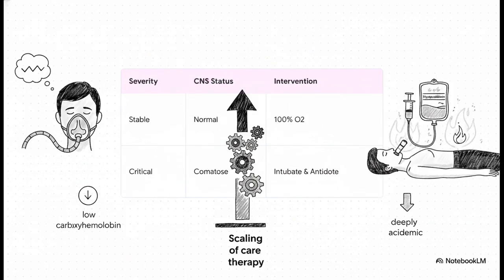This scale here visualizes exactly how we escalate care based on how bad that cellular starvation is. It goes all the way from tossing a 100% non-rebreather mask on a stable patient who just has a mild headache and low carboxyhemoglobin, right up to the absolute extreme, deploying IV hydroxycobalamin and immediately intubating a comatose, deeply acidemic fire survivor. The therapy has to match the severity of the cellular embargo.